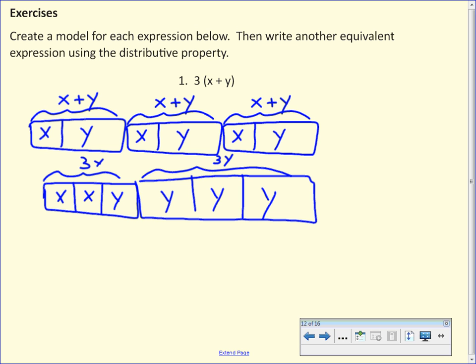So what's this new expression that I was able to see from my model? 3 groups of x plus y equals how many x's, plus how many y's? So 3 groups of x plus y equals 3x plus 3y. We multiplied everything inside the parentheses by that number outside the parentheses. Good? Try the next one on your own. Try number 2.